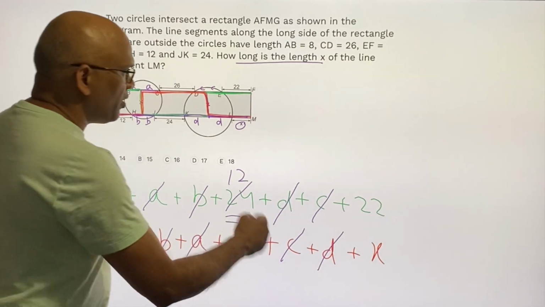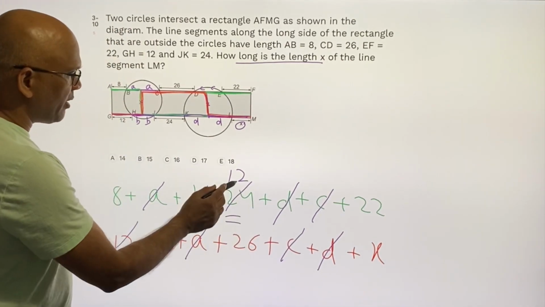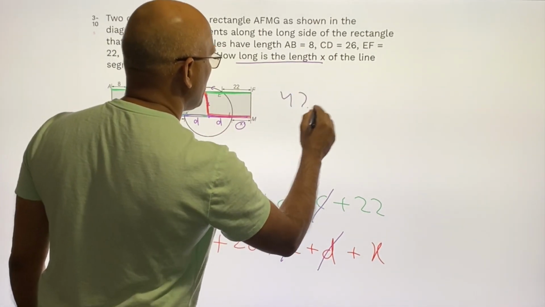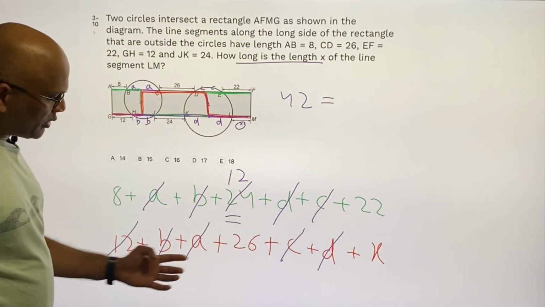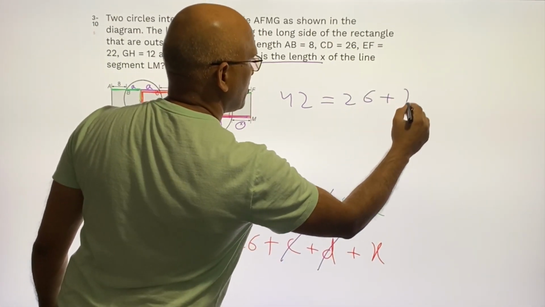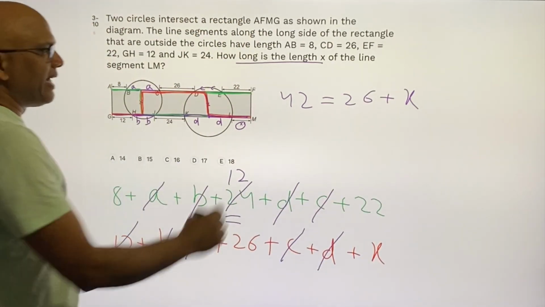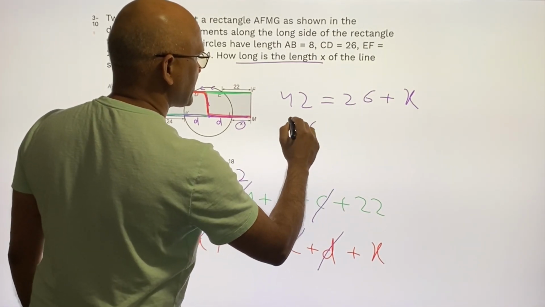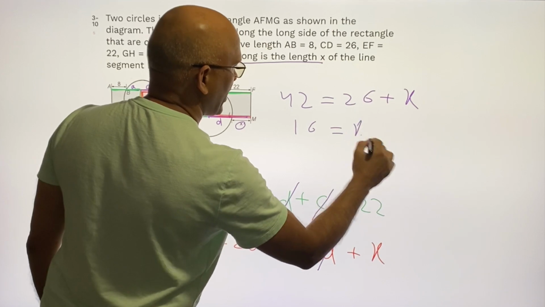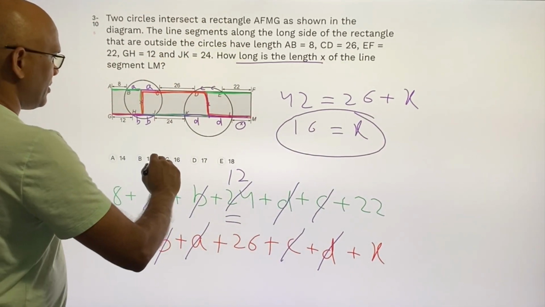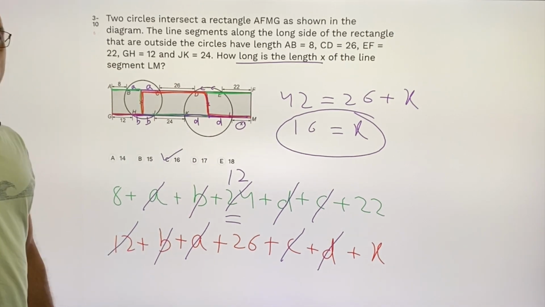So let me write this down. 8 plus 12 is 20, plus 22 is 42, equal to 26 plus X. Then X is going to be 16. So X is going to be 16. Then C is the correct choice.